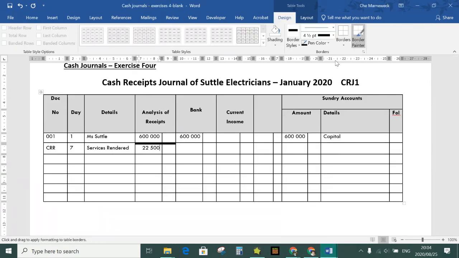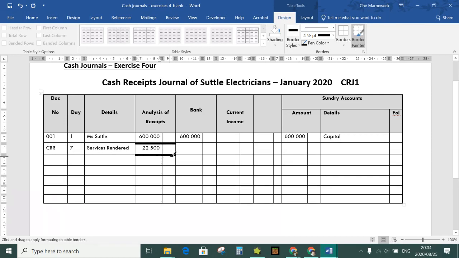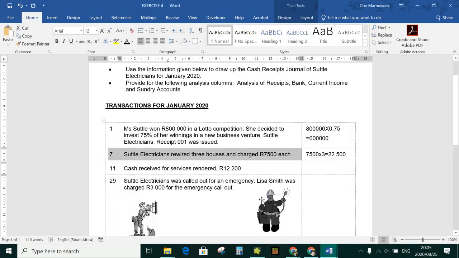So it's the end of the day. We add up all the money we receive with our ruler. We underline the value under analysis of receipts, the last value on that day. We add up all the money we received on day 7 and we deposit it into our bank account. What is that money for? What is services rendered called in accounting? Current income. So we record that under current income. Then move on to the very next transaction.